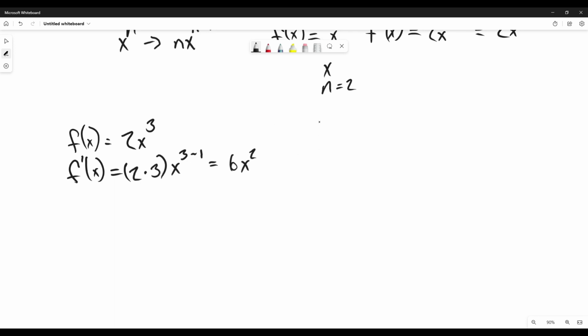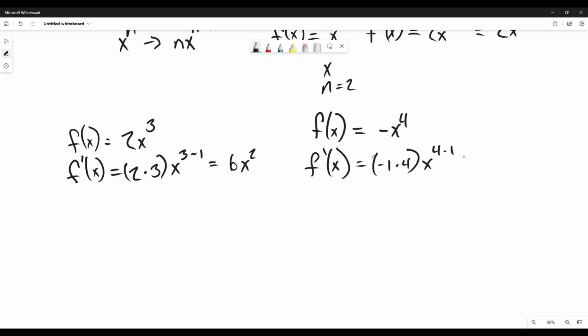Now, if we're going to create a second example, let's assume we have, how about we just say negative x to the 4th. How would we solve this? It would be the same idea. f prime of x equals 4 times negative 1. So we have negative 1 times 4x to the 4 minus 1, which equals negative 4x to the 3.